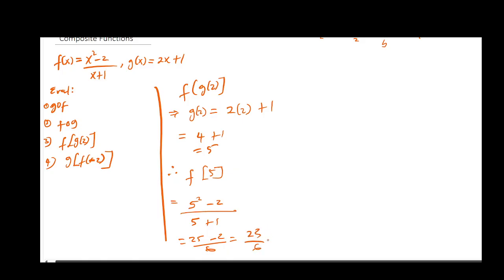We can have our answer like this, or we can still break it down further. 23 divided by 6 will give us 3, remainder 5 all over 6, or we can have it in decimal, which is 3.8. This is the final answer.